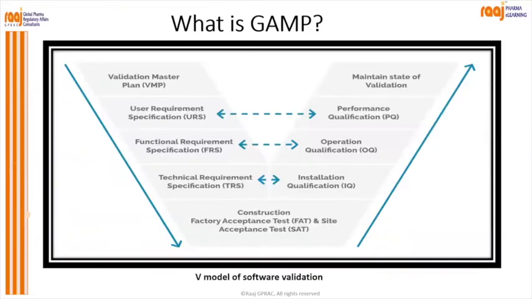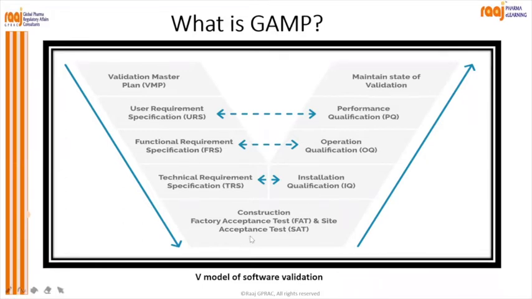So this is how the V model looks. Whenever you start, the validation master plan, that is VMP, should be in place. Then the user requirement specification. You might have heard about URS. FRS is the functional requirement specification. Then TRS is the technical requirement specification. Then FAT and SAT, the factory acceptance test and the site acceptance test.